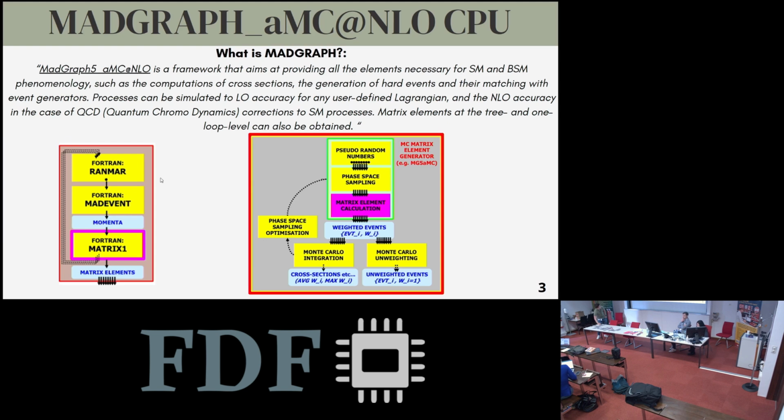First of all, you need to generate the random numbers. Once you have the random numbers or random events, you pass them on to calculate the kinematics of the initial and final state of the particles for each event. You obtain the momenta, and finally you calculate the matrix element of each event of particles.